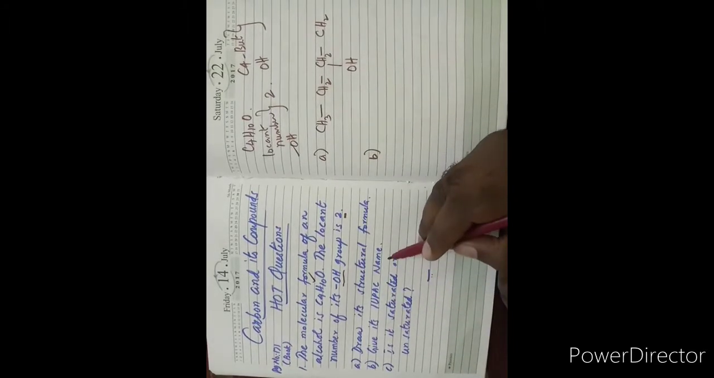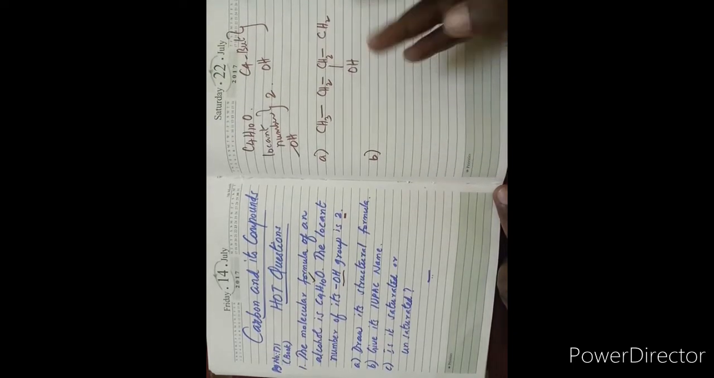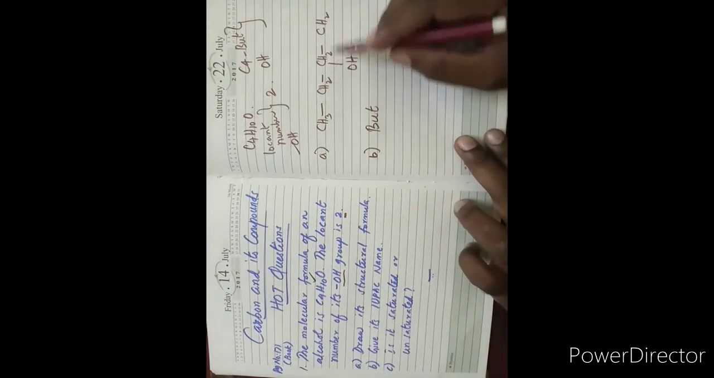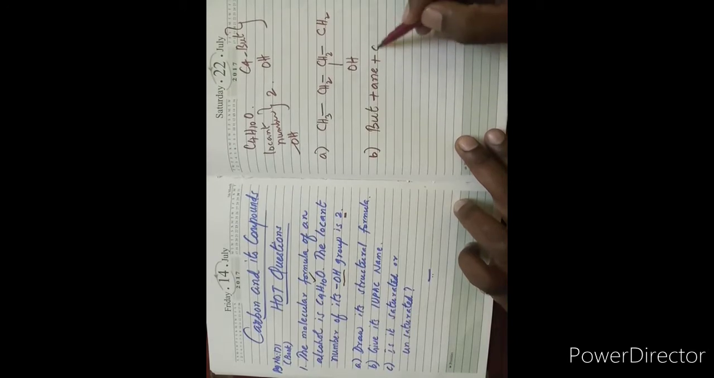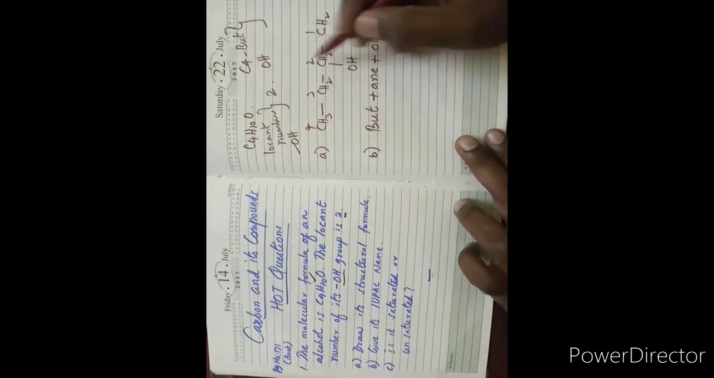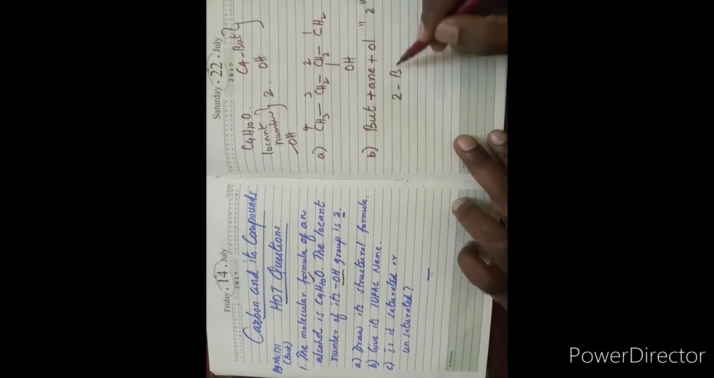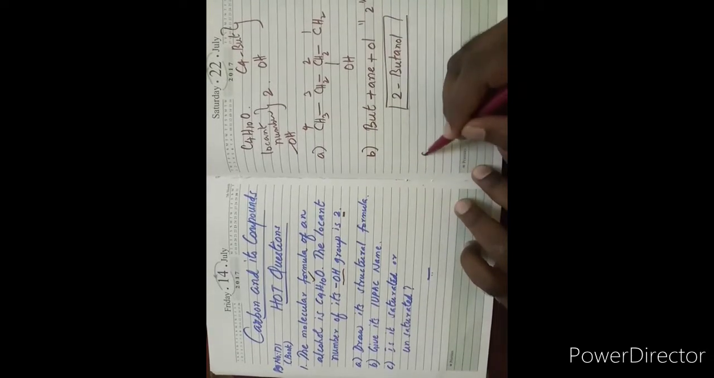Then question B, what is its IUPAC name? It's very simple. Meth 1, 2, 3, 4. So 4 carbons means meth, eth, prop and but. The bond is single, so it is an alkane. Then alcohol is there, so we can write ol, but the locant number comes from here. See, 1, 2, 3, 4. The alcohol is on the second carbon, so we use the number 2. What will the answer be? 2-butanol is the answer for B.